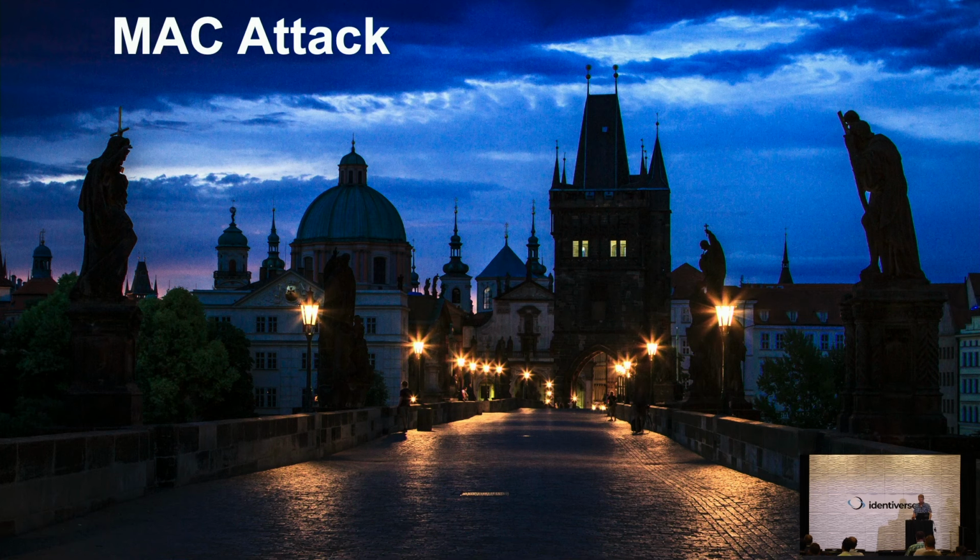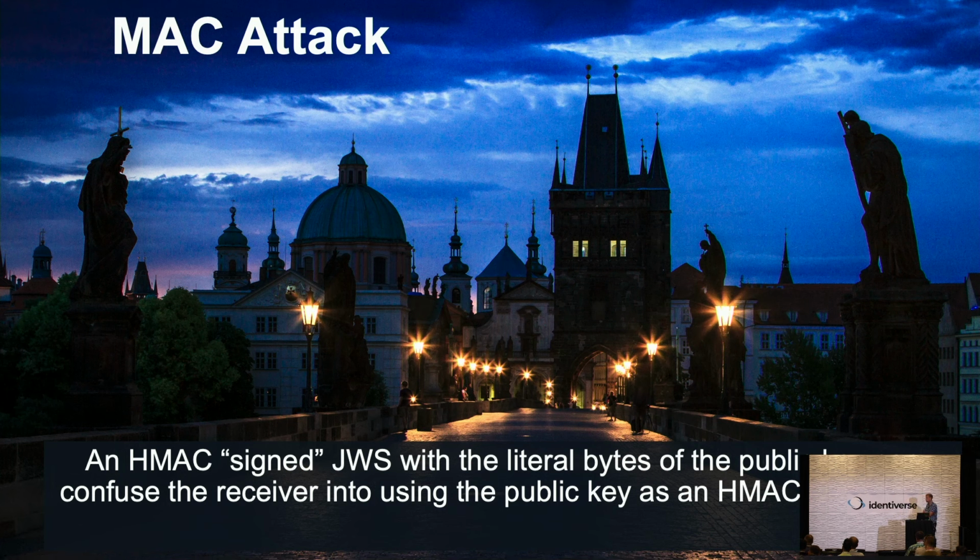So then there's what I have now coined the MAC attack. This is an attack that's occurred because of algorithm agility, because of different things being the same, and because you have to process the header before actually processing the object. An HMAC signed JWS using the literal bytes of a public key can sometimes confuse the receiver into using that same public key as an HMAC secret key to verify the signature over the object. The public key obviously is not secret, so this is another area where anybody can forge a message just like this if the receiver is vulnerable to it and have a complete signature bypass attack.